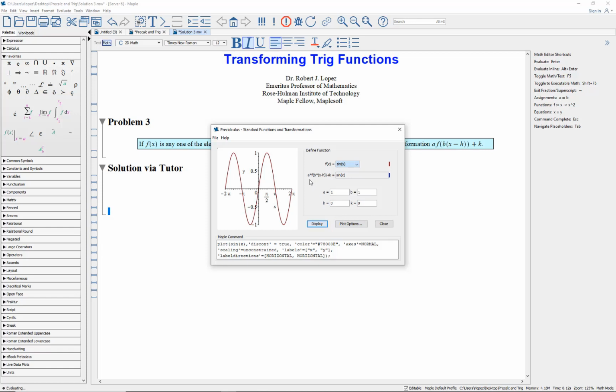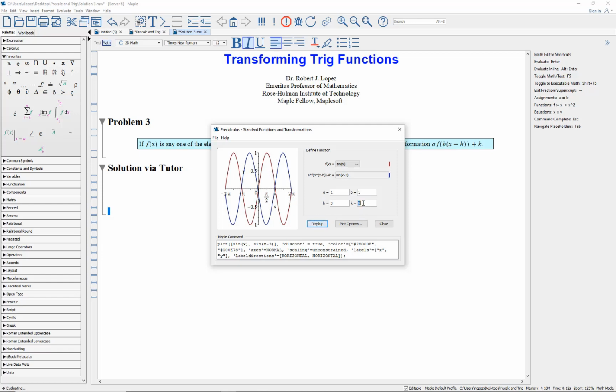The default settings for the parameters a, b, h, and k are 1, 1, 0, 0. So here is sine x without any transformations. Now, if you want to apply some value of h, which is not 0, put in some number, try 3. So what happens is the original sine curve stays in red, and the transformed graph shows up in blue.